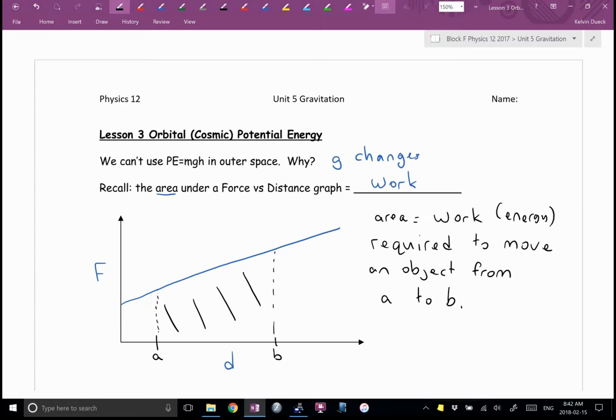And I'm not going to be more specific than that. Why does the force get bigger? I don't know, but I'm just saying that's a better way to think about this area underneath a force versus distance graph. Question, Linnea? You okay?